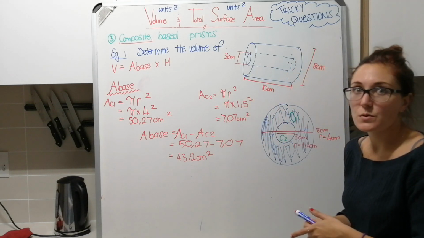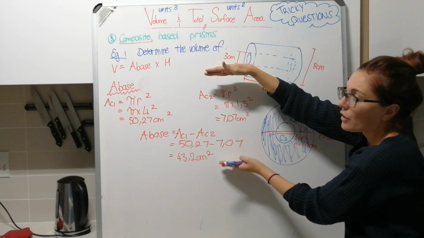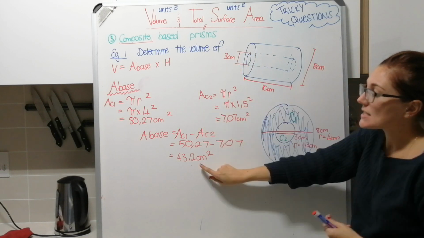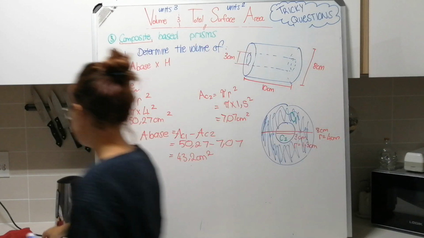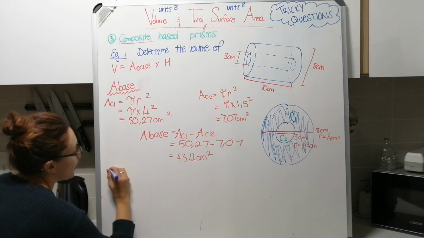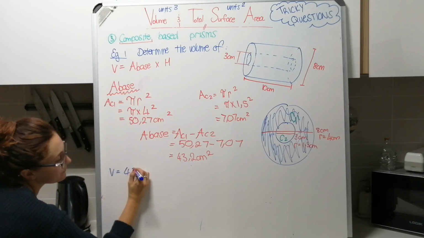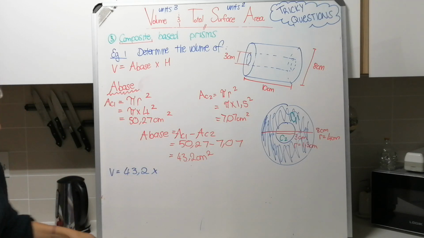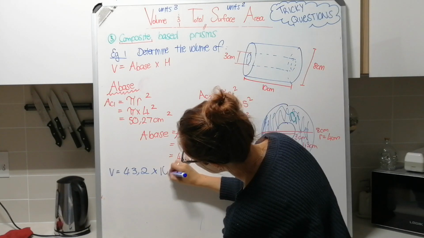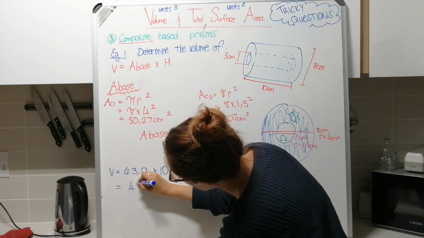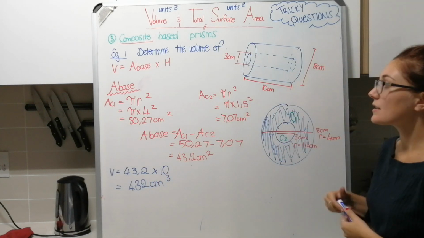Okay, so all of this was just step 2. Step 1, write the formula. Step 2, determine the area of your base. Step 3, substitute that into that and solve. So step 3, the volume is then equal to the area of the base, there it is, 43.2, times the height. The height of our shape here is 10 centimeters. And that is 432 centimeters cubed for our answer there.